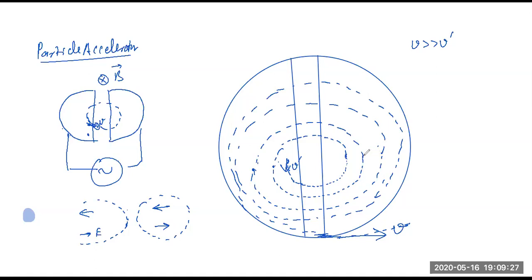But there are a few things which you need to remember. What's the time period for the particle? Remember, time period is independent of velocity. So there is no problem that will happen to the time period with increasing velocity. So the time period will be 2 pi m divided by qB, yes or no?